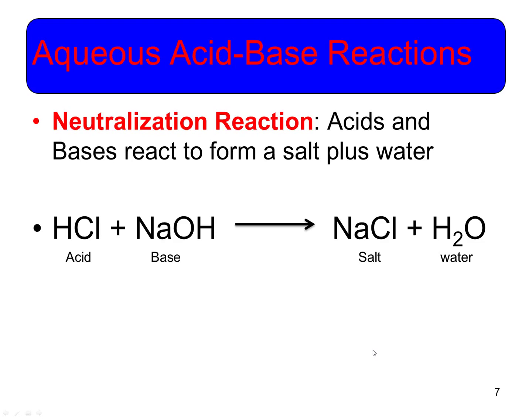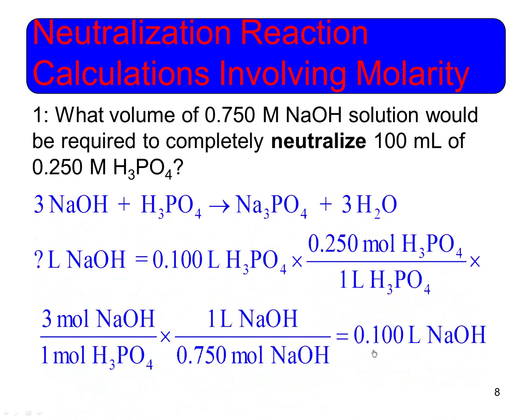So a very common example is a strong acid, hydrochloric acid, which hopefully you've heard of. That's what's in our stomachs, our stomach acid. And sodium hydroxide is a strong base. When these react together, they form salt, table salt, NaCl, and water. So we can do the same type of calculation for neutralization reactions.